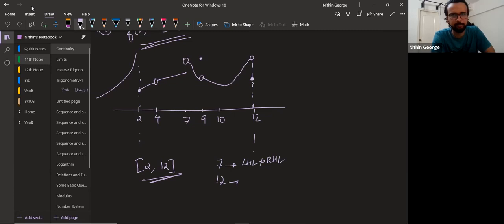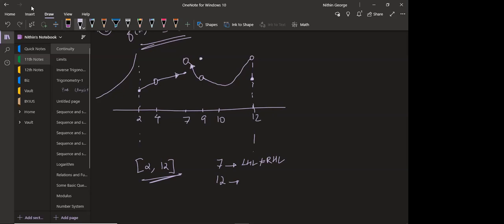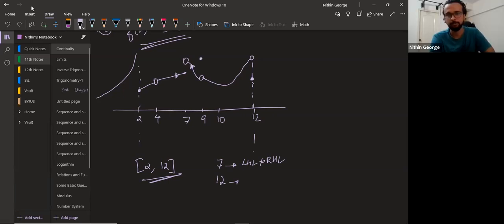Yeah, basically, left-hand limit is not equal to right-hand limit, right? That's what he meant. This is tending towards this value, left-hand limit. Right-hand limit is tending towards this bigger value. That should be the logic. Left-hand limit is not equal to right-hand limit. So, this is happening. Then, at 12, what is the problem? Why is it discontinuous there?